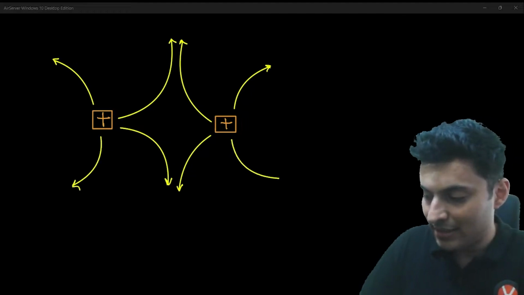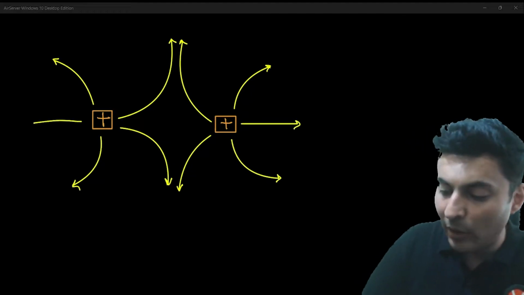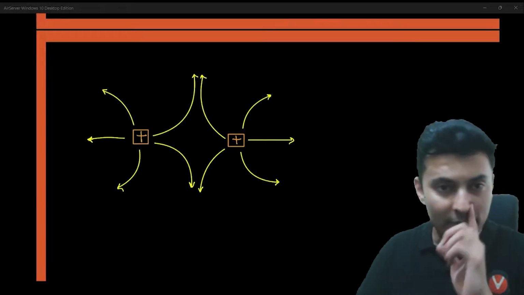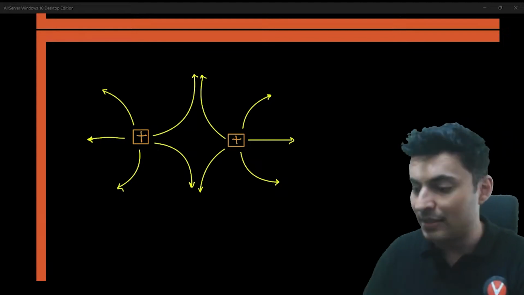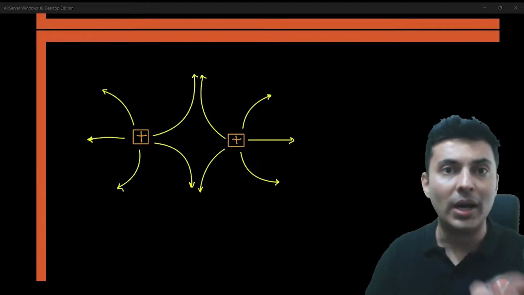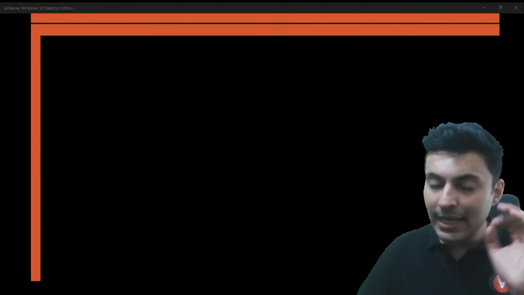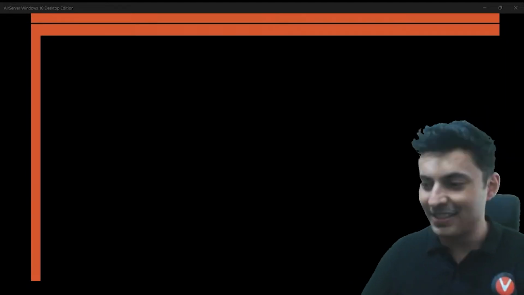Just look at this. There is quite a lot of difference between the graphs for a dipole, with positive and negative charges, and for two similar charges. This is how they look. You should know how to draw all of them. Great.